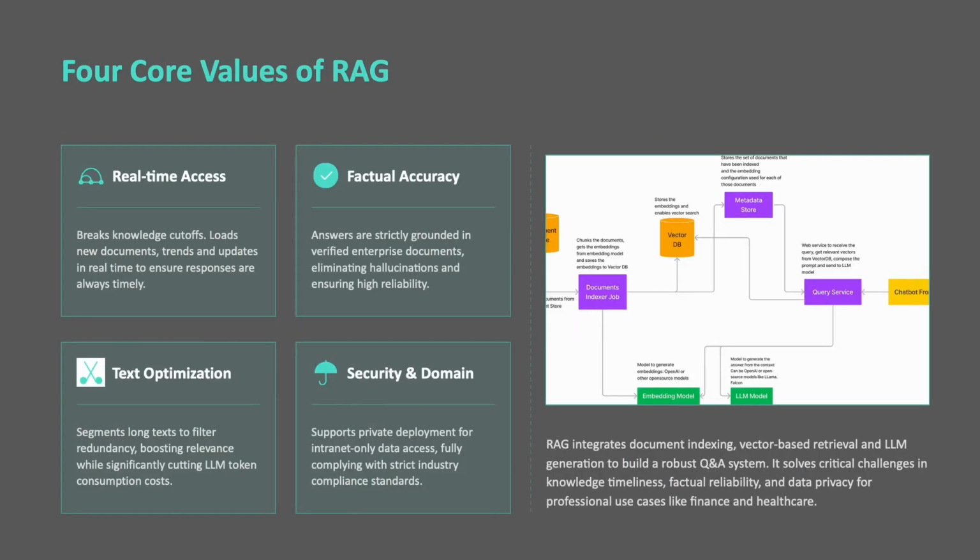Okay, so we've covered all the LLM flaws. Now, let's introduce RAG, the solution built to fix every single one of these problems. RAG stands for Retrieval Augmented Generation, and it brings four core superpowers to the table.